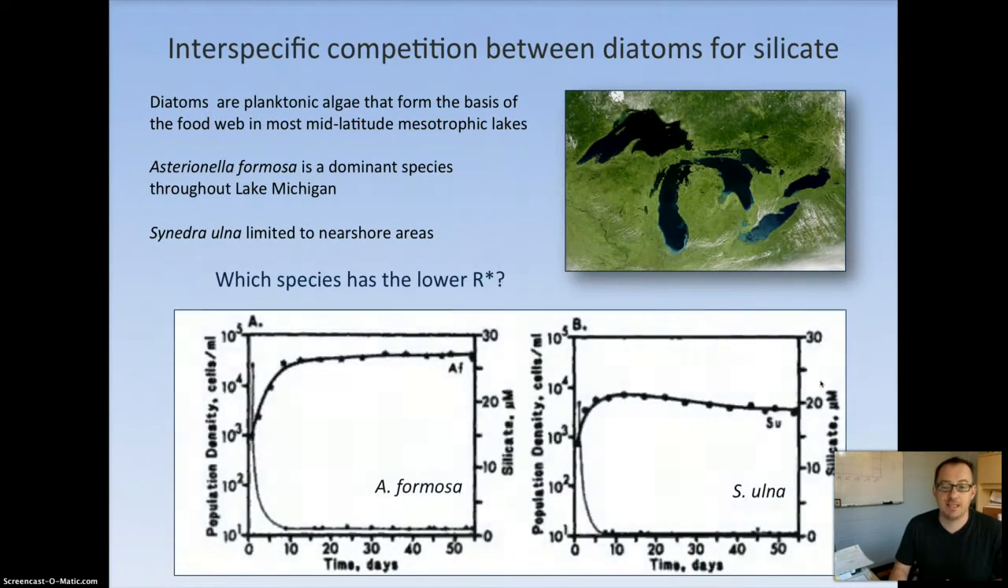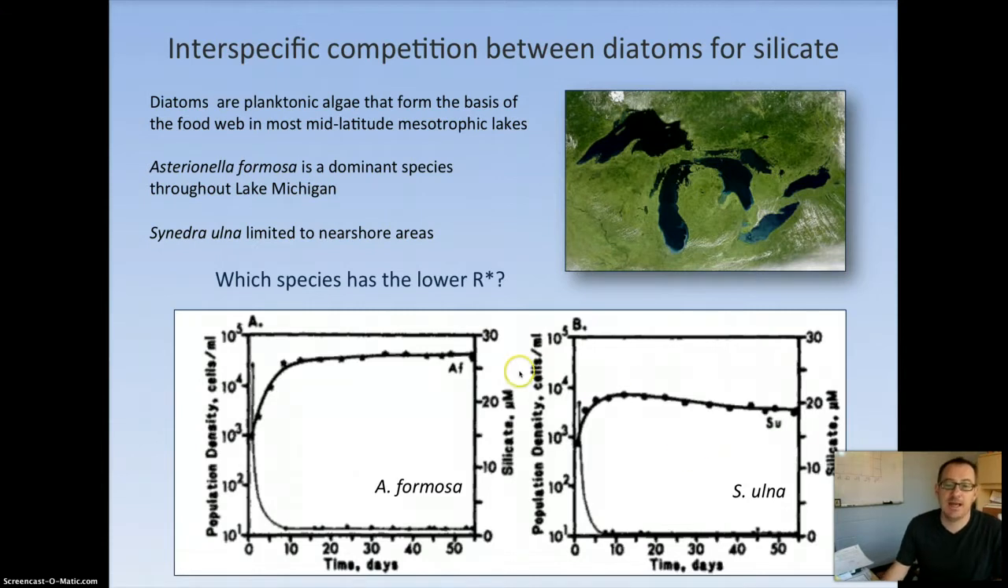We can actually see some evidence of this having been played out for real. In particular, interspecific competition between two different diatom species for a silicate resource. And so here we have the two species, A. formosa and S. ulna, both competing for silicates. This is a situation that plays out in the lakes up in Lake Michigan. The diatoms are planktonic algae, and they form the basis of food webs, and so it's been a well-studied system.